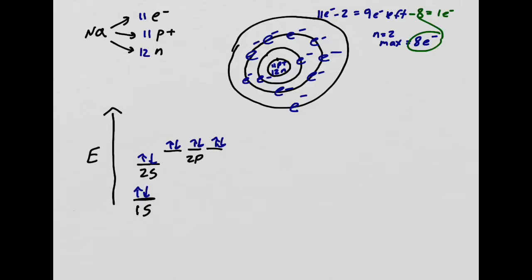If you count everything, 2 here, 4, 6, 7, 8, 9, 10, 11. I need 1 more. So I'm going to go to 3s, and then I'm going to put 1 electron there. And bam, this is what sodium would look like.